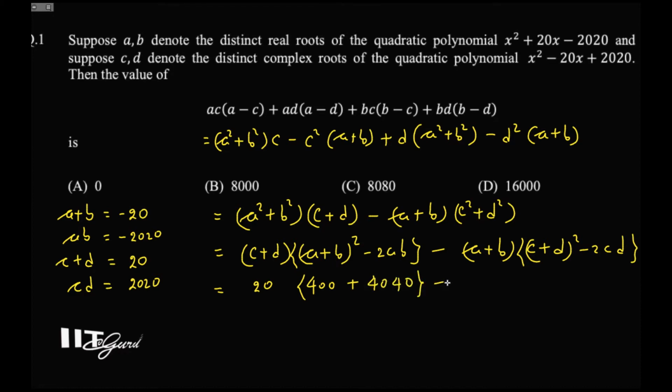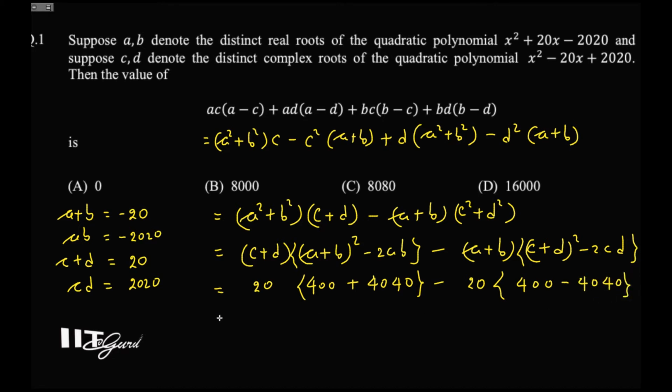40, 40 minus. Now what about A plus B? Once again, that is minus 20, and C plus D is 20. So 20 whole square, once again, that is 400. And then minus 2 times CD, which is positive, so the negative sign is retained here. So 2 times 20, that is 40, 40.